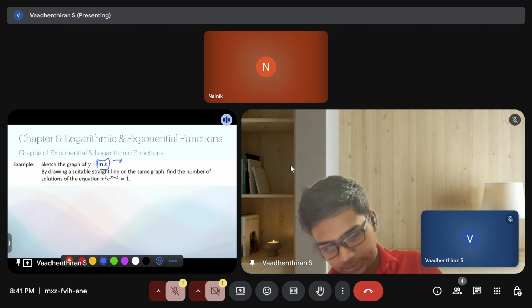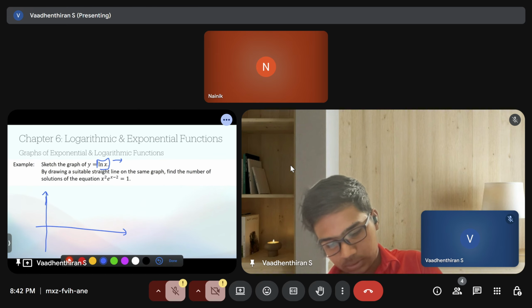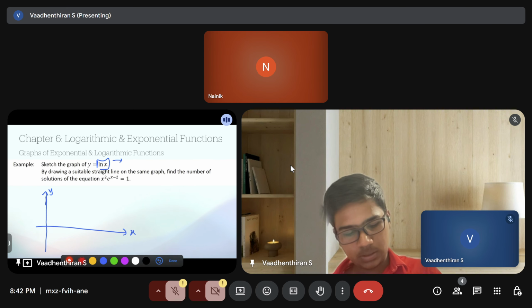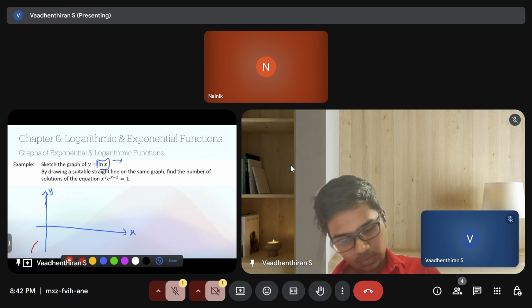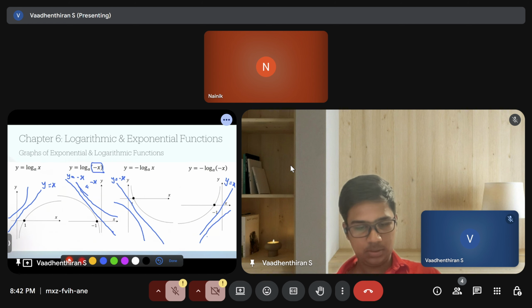Basically the drawing, maybe I'll just draw it out. So this is x, this is y. So ln x will be something like this. As we saw here, log a x is going like that.